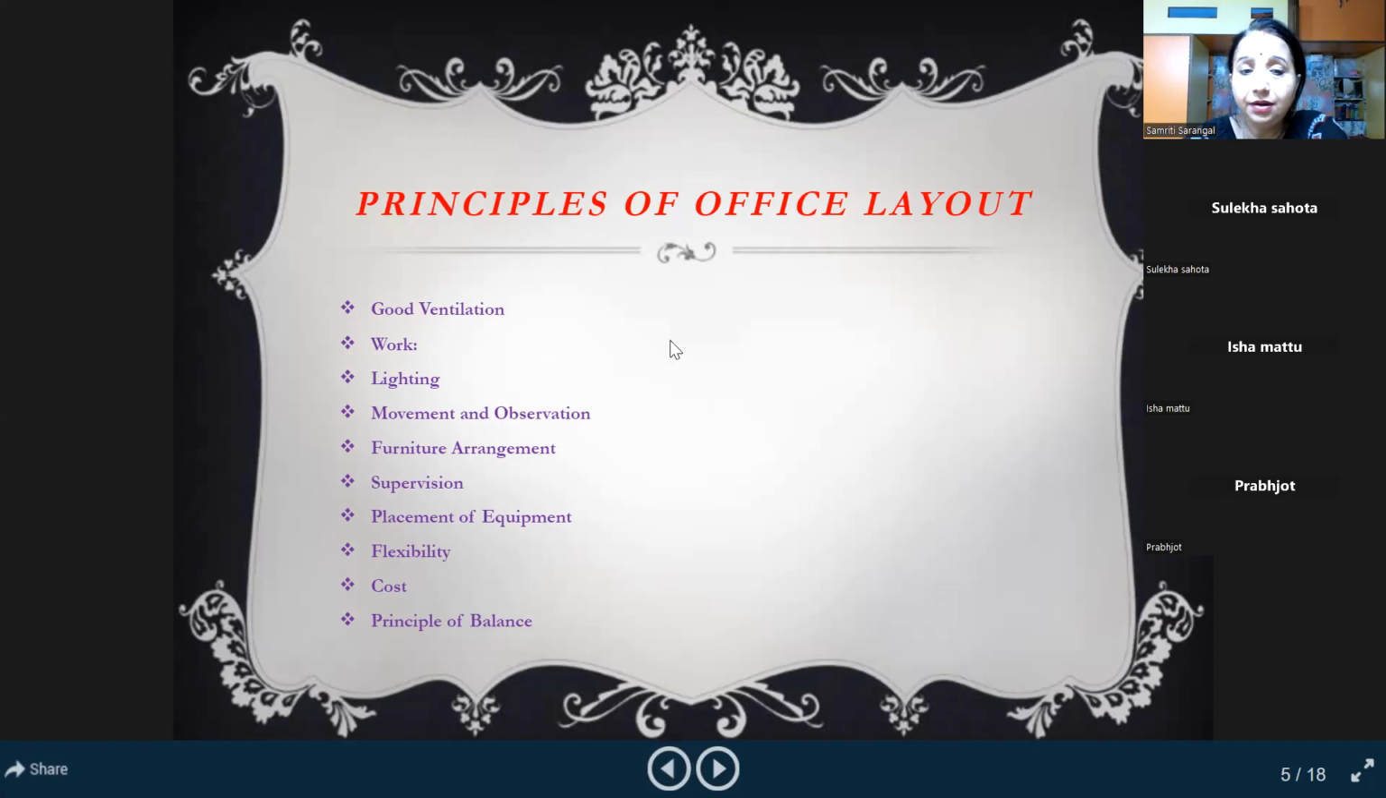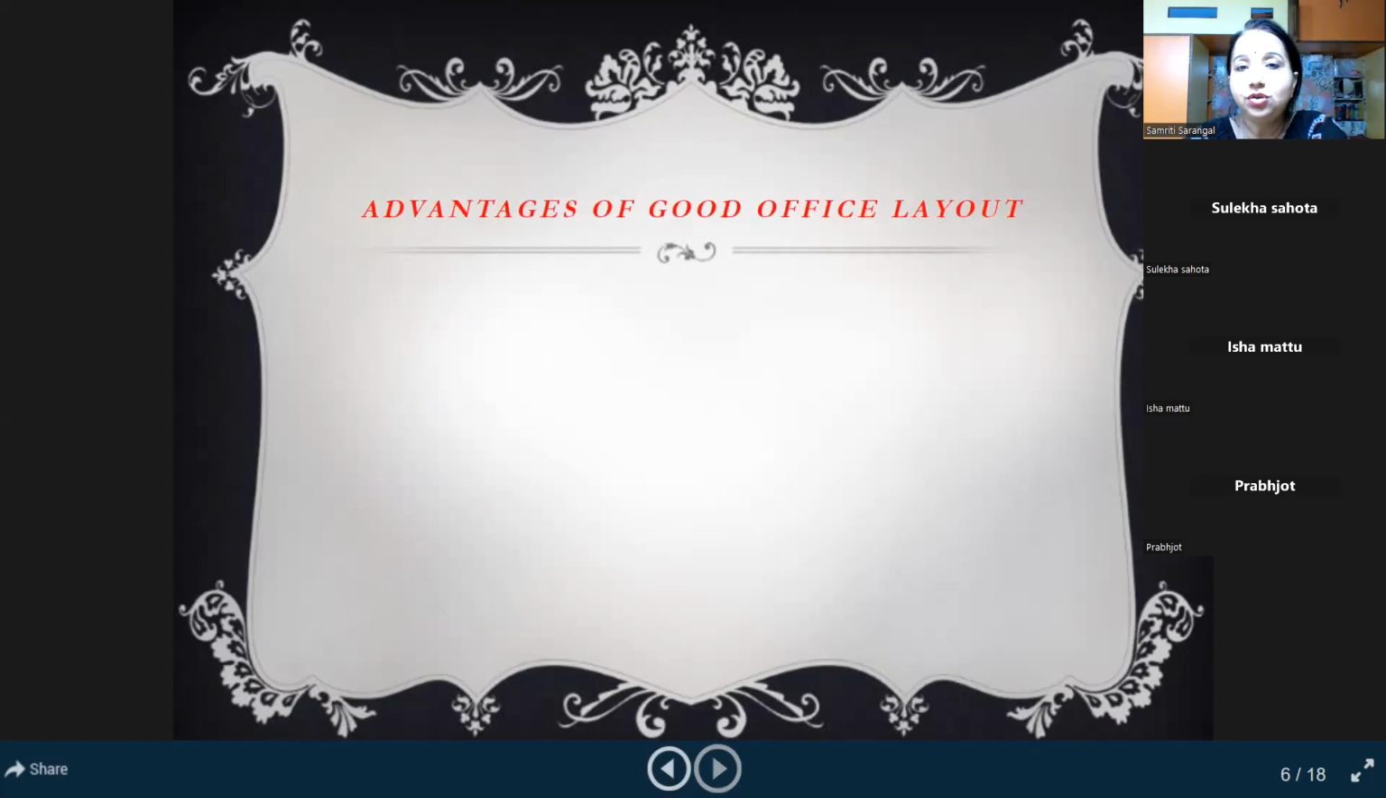And then we can move towards the next: what are the advantages of a good office layout? If your office is attractive, if the layout is good, what is visible is beautiful. And once you are entering any place, take an example of Radisson. When you are going to a hotel like Radisson, we get a good ambience. We feel attracted and we are ready to pay whatever they are charging.